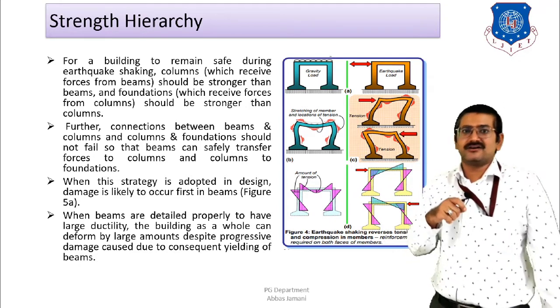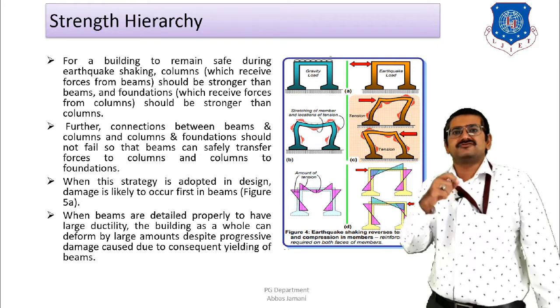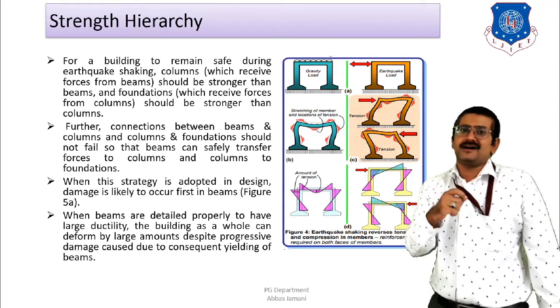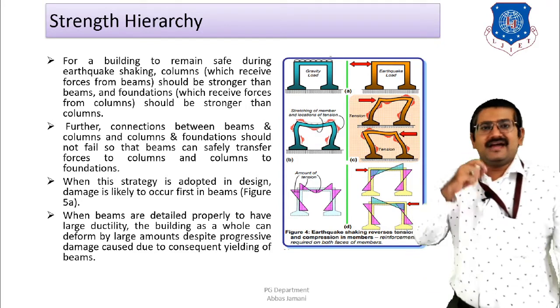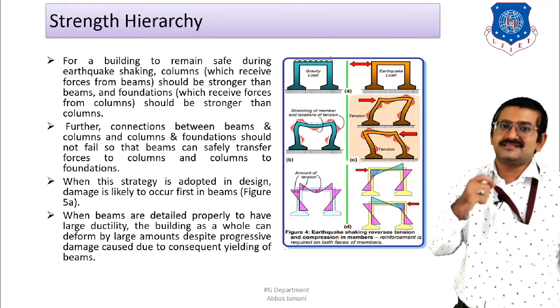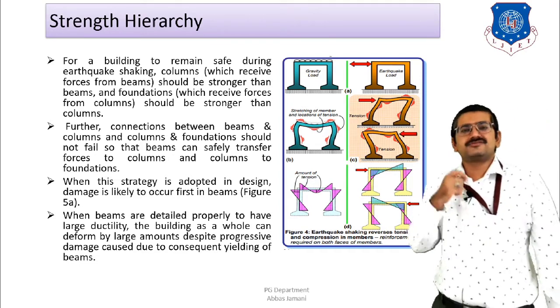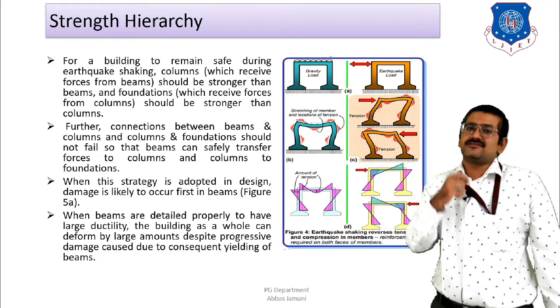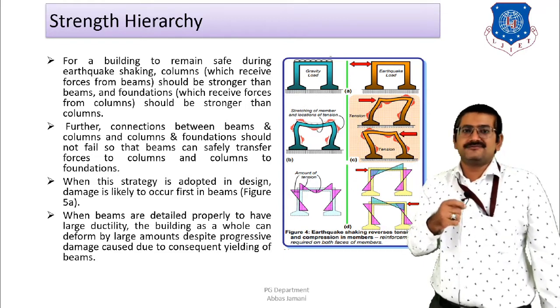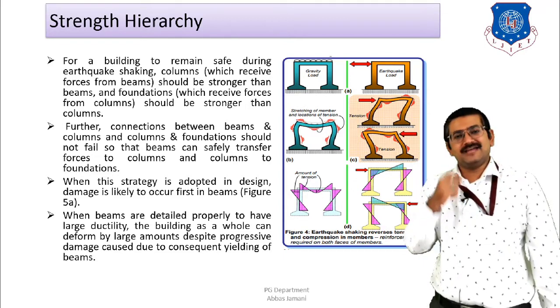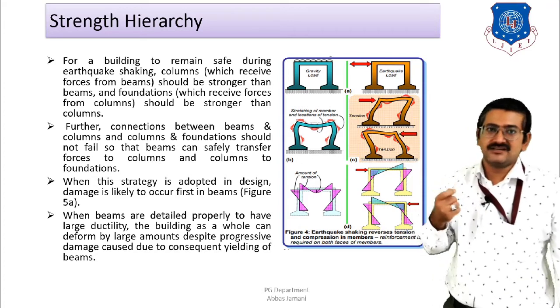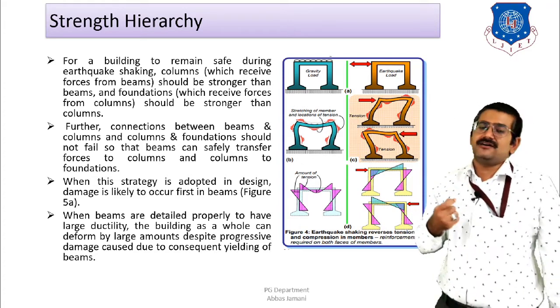As a result of that, the reversal of stresses has to be considered a very important part of the lateral load distribution, and the columns have to be designed in such a manner that beams and columns both should be able to resist the forces applied from either of the directions, that is from the positive x, negative x, positive z or negative z.